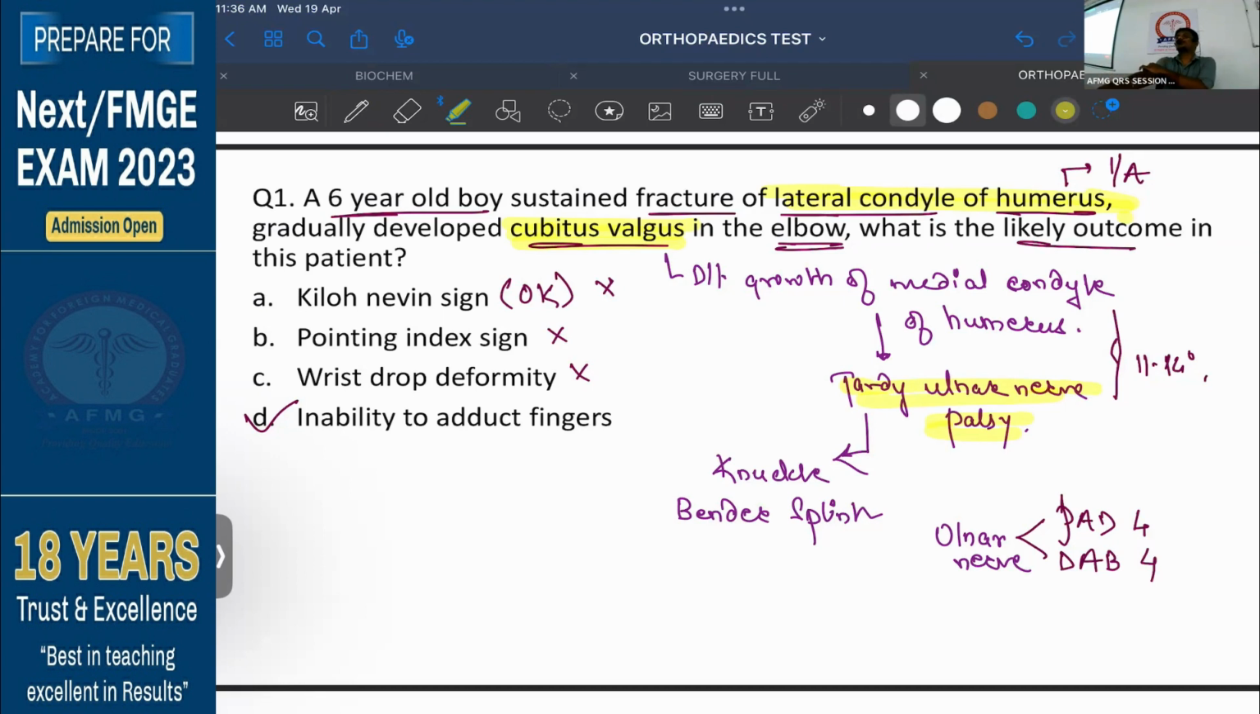Another fracture which is close to it. What is this? This fracture happens in children. Above the condyle. Very good. It is the supracondylar fracture of the humerus.